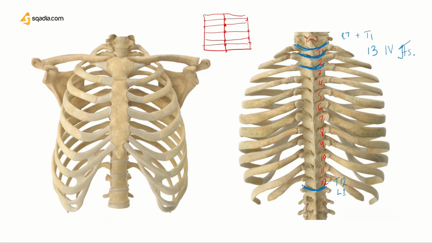Let's talk about the costovertebral joints. For that, we're going to go to the next slide. Okay, the first thing that we need to see is that the costovertebral joints have two types of joints.